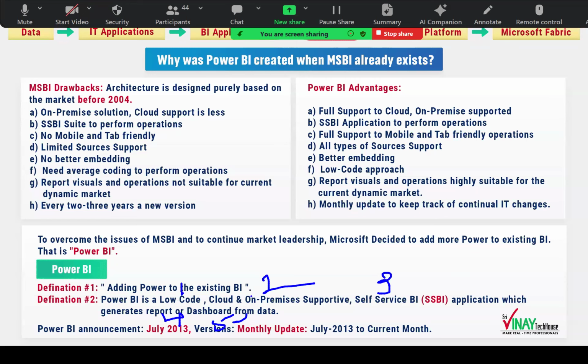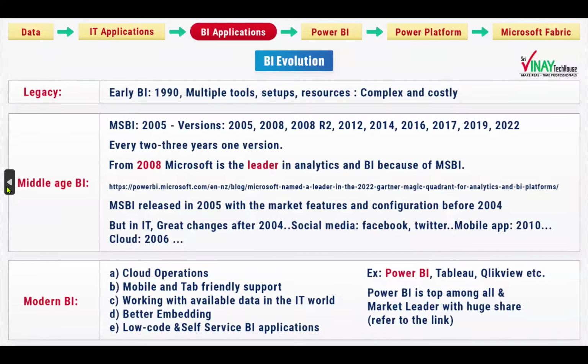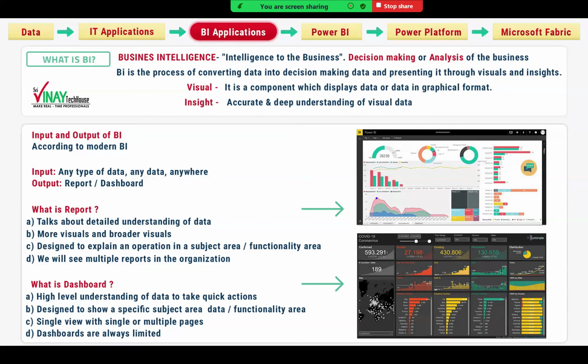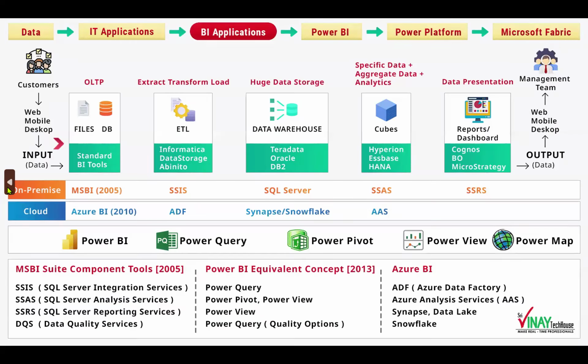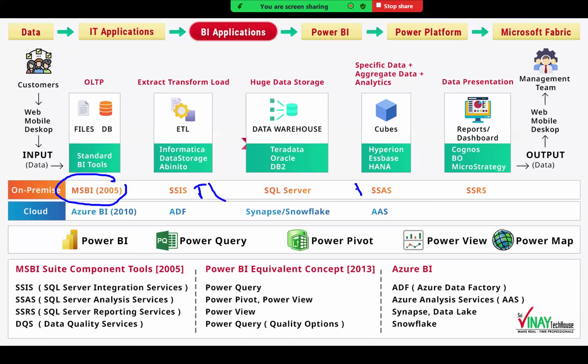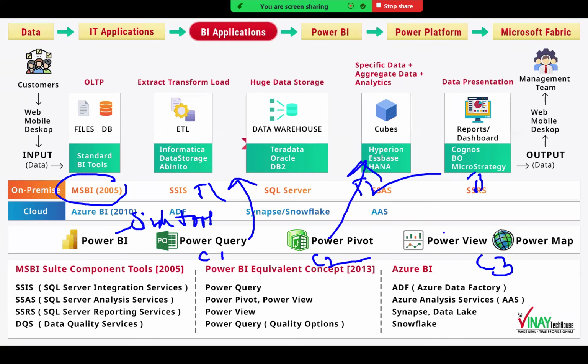Sir, low code is okay, cloud and on-premises okay. What is self-service? Power BI's objective is report and dashboard generation, but what is self-service? Look at this picture. At the MSBI level, tool 1, tool 2, tool 3 are available. At the Power BI level, a single tool is available, but it has multiple concepts: concept 1, concept 2, concept 3. This concept works here, this concept works here, this concept works here. So, single tool, multiple concepts. So we call it self-service BI.